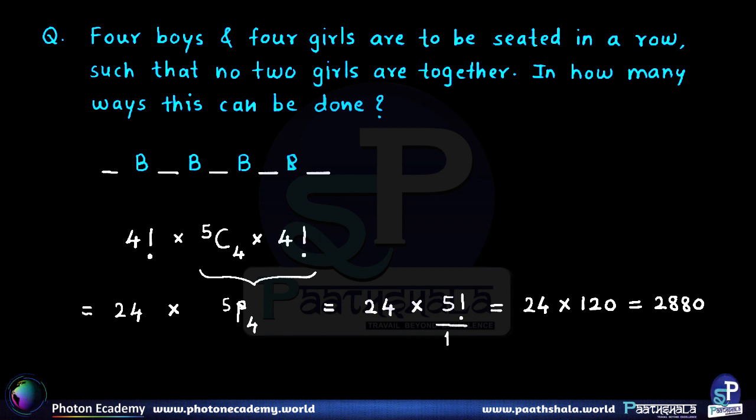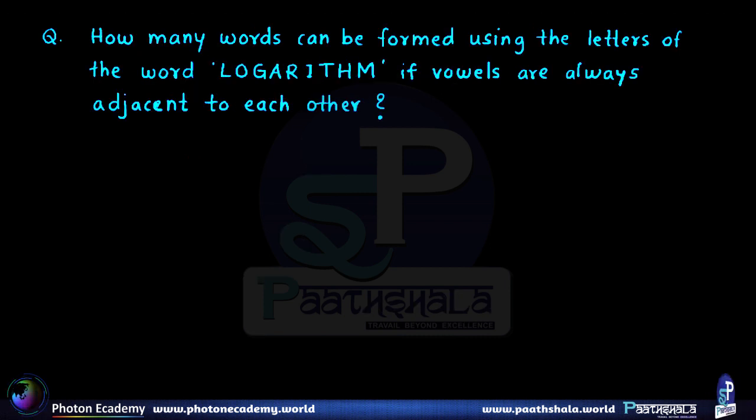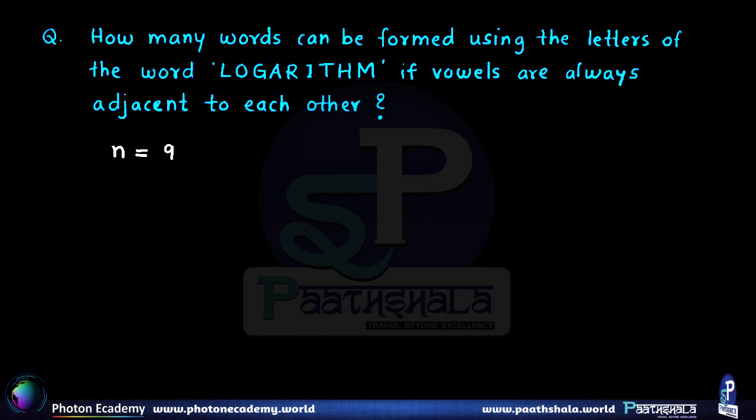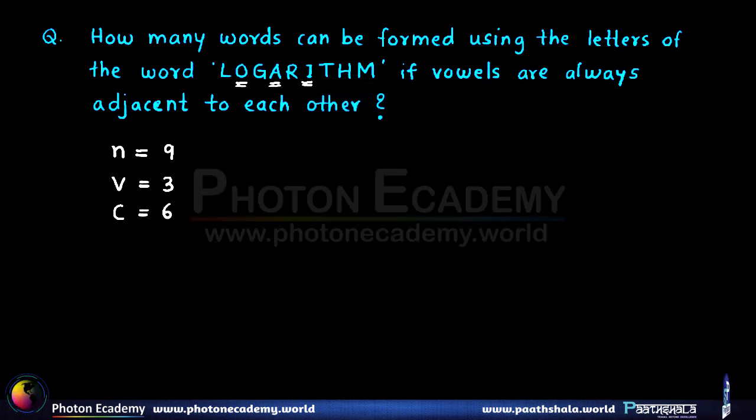Let's move on to the next question. How many words can be formed using the letters of the word LOGARITHM if vowels are always adjacent to each other? So now here if we see, the total number of letters present in this word is 9, out of which the vowels are O, I and A. So therefore there are 3 vowels, hence the remaining 6 letters are nothing but the consonants.